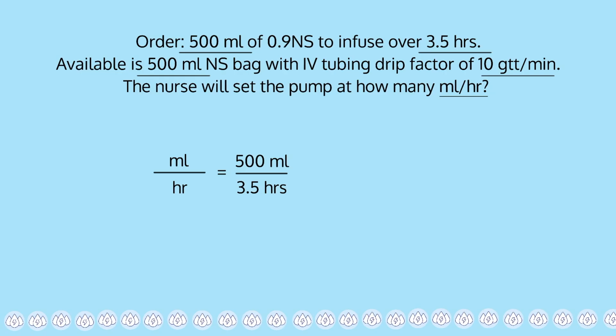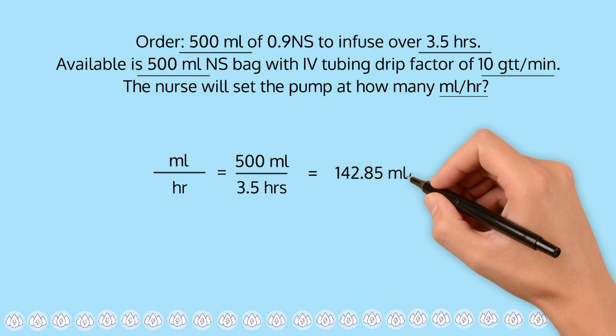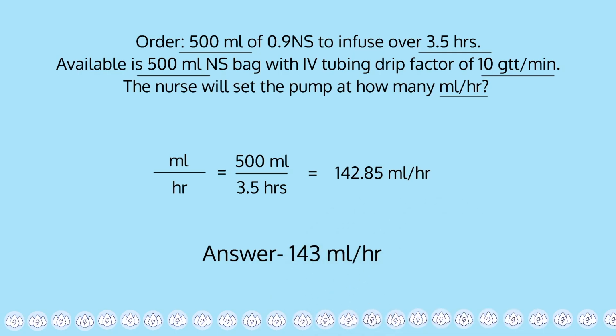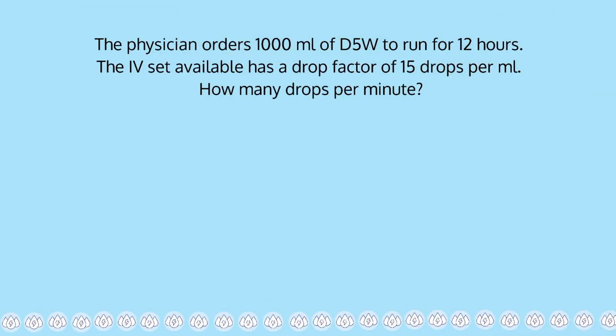So we put our 500 mLs over 3.5 hours. So our final answer when we do the math of 500 divided by 3.5 is 142.85 mLs. And again, our answer rounded to the nearest whole number is 143 mLs per hour. Our next question. Our physician orders 1,000 mLs of D5W to run over 12 hours.